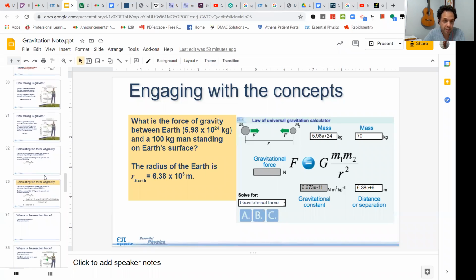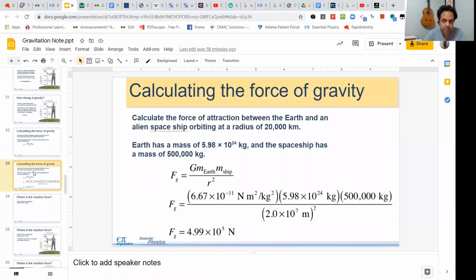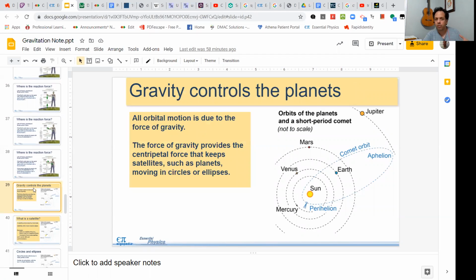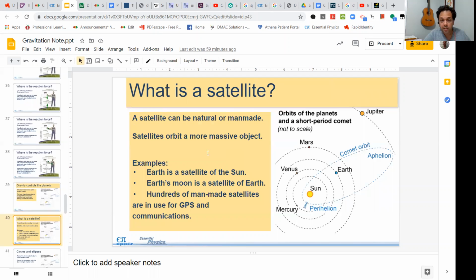The last couple of slides: that's the one we just did. And then this one's just talking about how gravity controls the planets. All orbital motion is due to the force of gravity. The force of gravity provides a centripetal force that keeps satellites such as planets moving in circles or ellipses. What is a satellite? A satellite can be natural or man-made. A satellite orbits a more massive object. For example, Earth is a satellite of the sun. Earth's moon is a satellite of Earth. And there are hundreds of man-made satellites in use for GPS and communications.